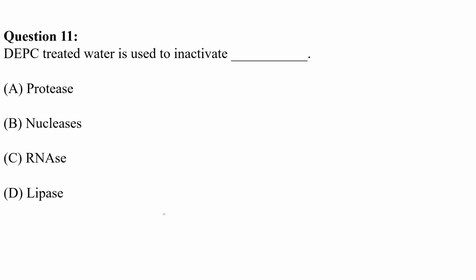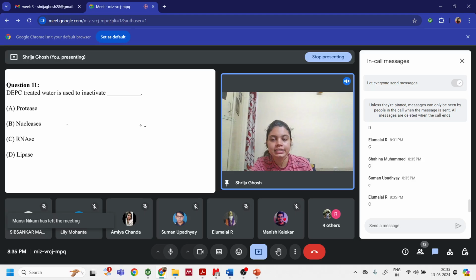Someone has answered option C, RNases. Anyone else want to answer? Why do we use DEPC? Yes, everyone is answering option C, RNases. That is the correct answer.